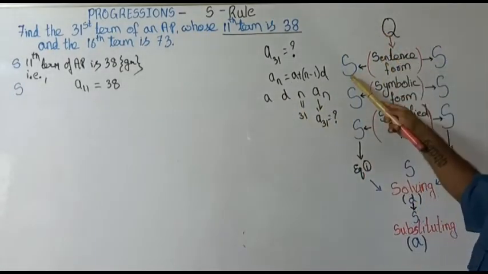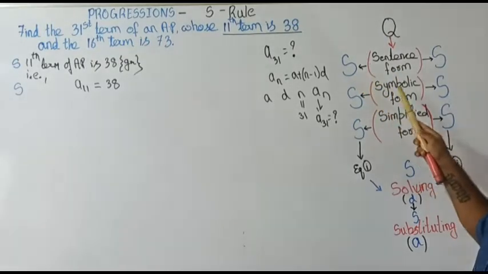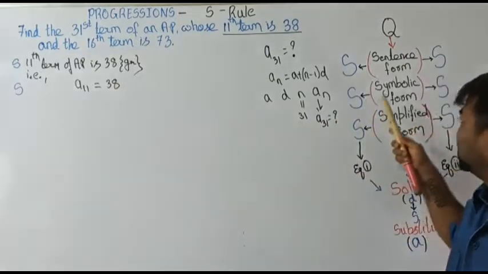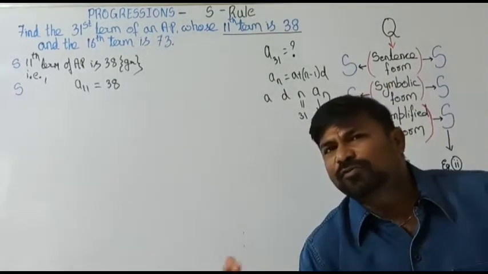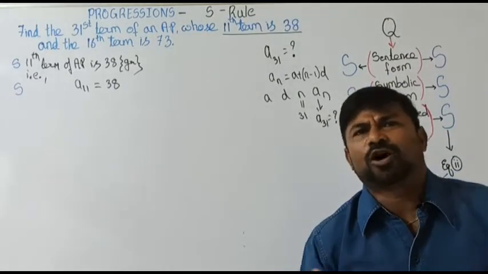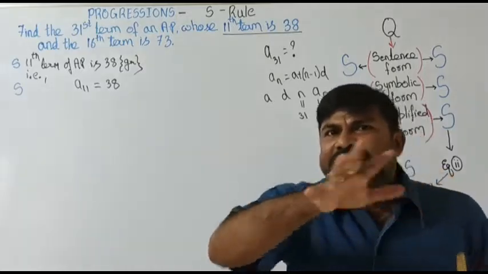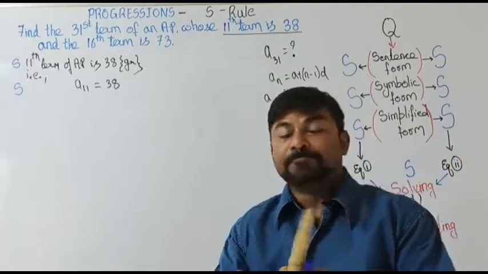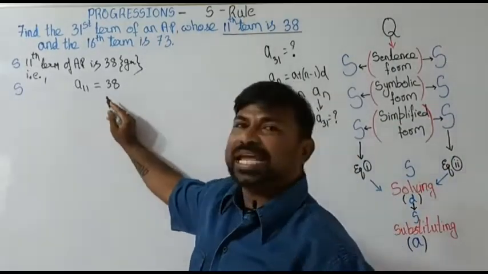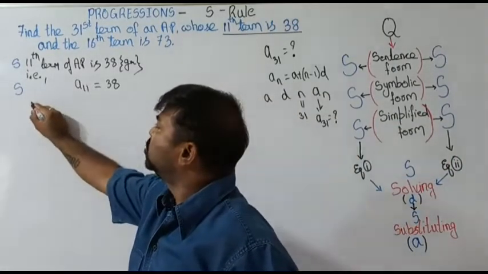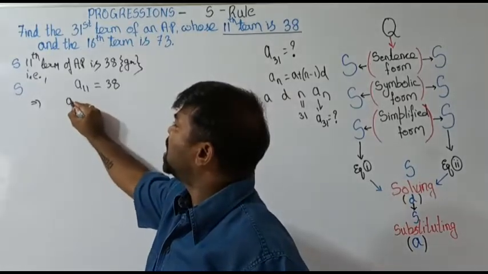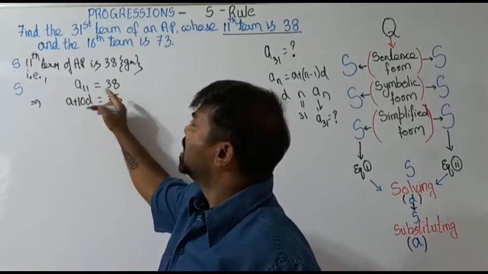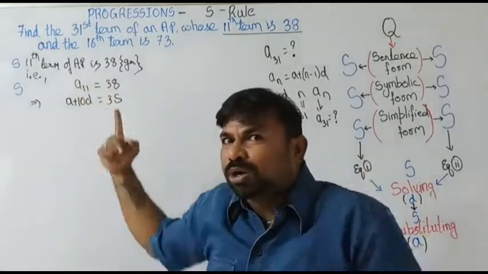Next, from the question, I went from the sentence form to the symbolic form. I have written the symbolic form. What is the next one? Simplified form. What is the meaning of simplified form? Writing the symbol in terms of A's and D's. Simplifying. Make it simple. How to write A11? Can I write it as A plus 10D, which equals 38? Did I simplify the symbol we have there?